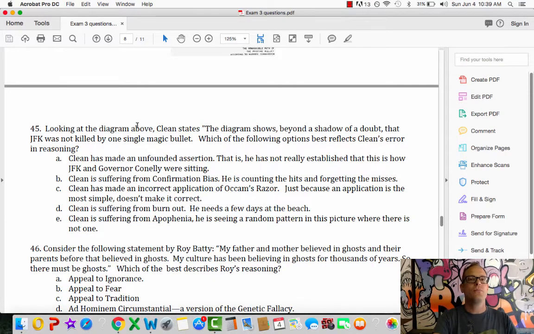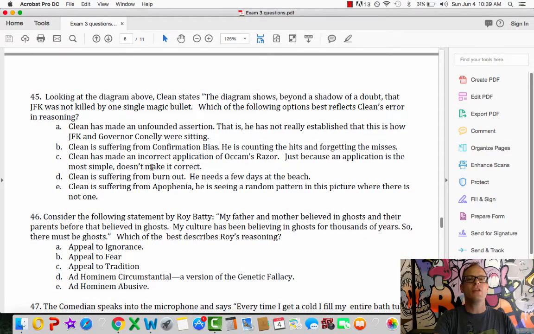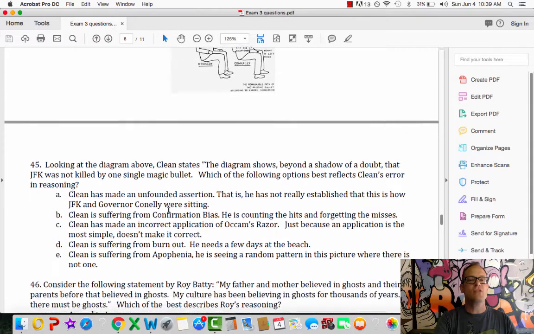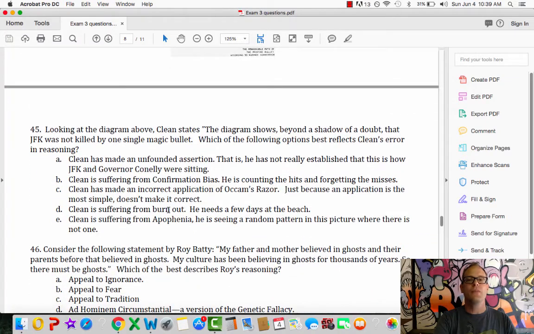Number 45, looking at the diagram above, this one, Clean states, the diagram shows beyond a shadow of a doubt that JFK was not killed by one single magic bullet. Which of the following options best reflects Clean's error in reasoning? A, he's made an unfounded assertion. He's not really established that this is how JFK and Governor Connally were sitting. Okay, I like it so far.